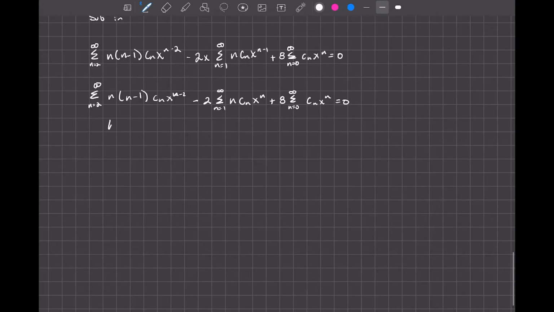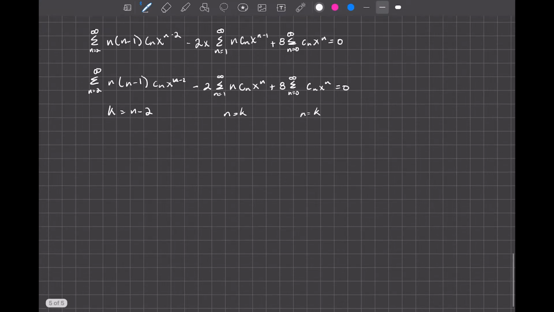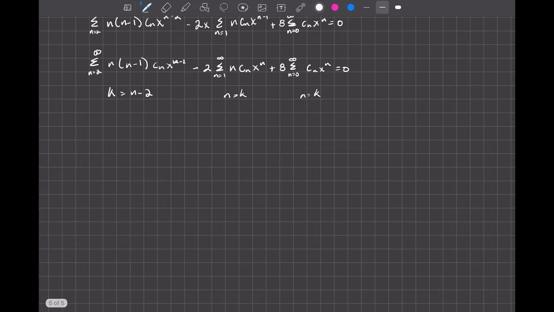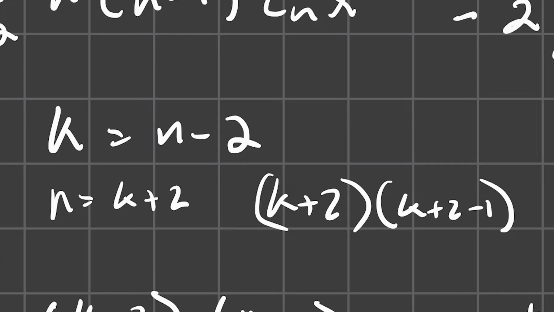To add these summations together, the x's have to be the same power. So let's set k equal to n minus 2, and for the second and third summations, n equals k, because they're both x to the power of n. I forgot to write this down in the video I did, but n equals k plus 2. You could also see if we replace n with k plus 2, it will be (k plus 2) times (k plus 2 minus 1).